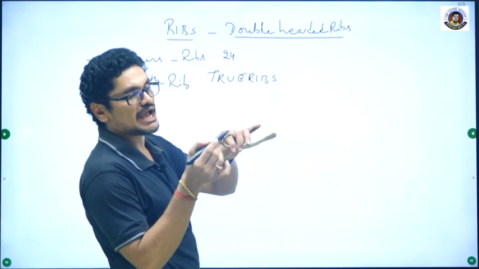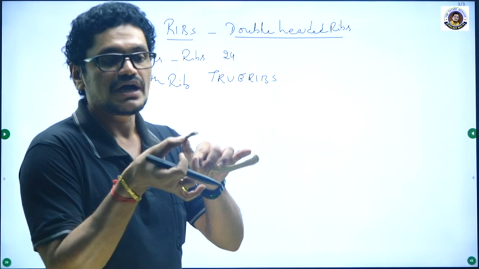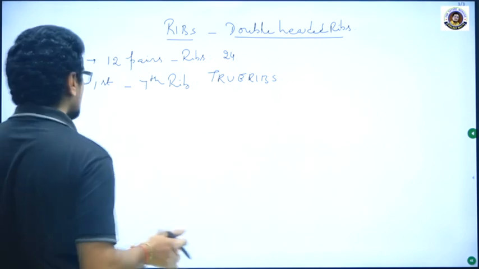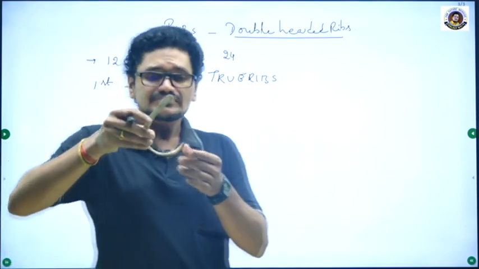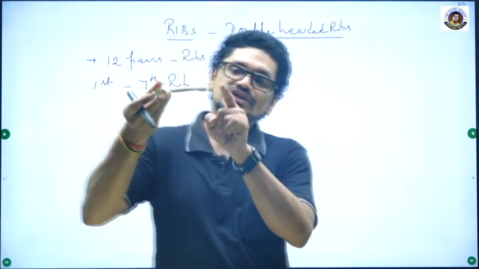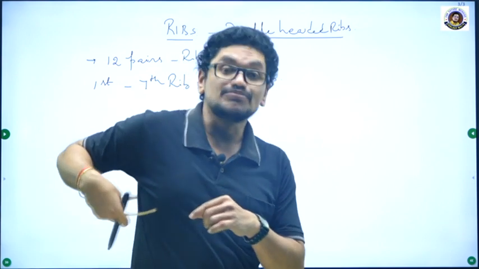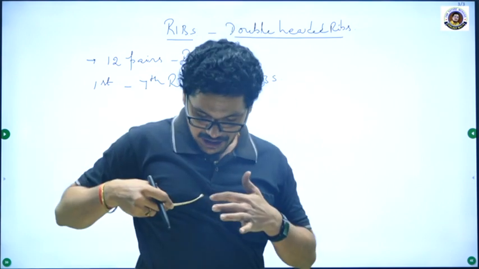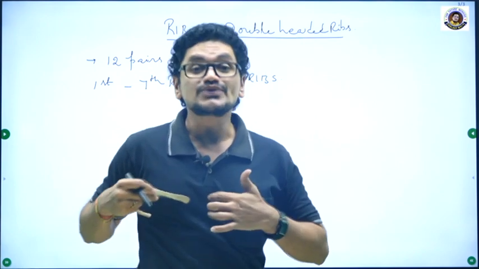What are those two heads? Capitulum and tuberculum. Two heads are present, capitulum and this is tuberculum. A two-headed rib or double-headed rib is present. And this capitulum and this tuberculum articulate with the vertebra on the dorsal side, and on the ventral side, on the ventral side, it articulates with the sternum.